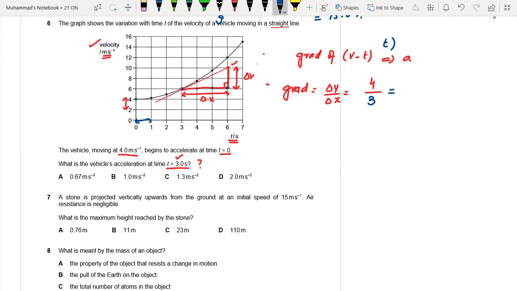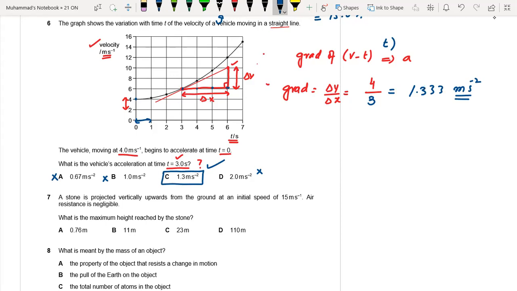So that is equal to 1.333 meters per second squared. Okay. So which option is closest to this value? You know that this is wrong, this is wrong. So C is correct for this question. D is also wrong. So you have to draw the gradient carefully, and the tangent carefully.